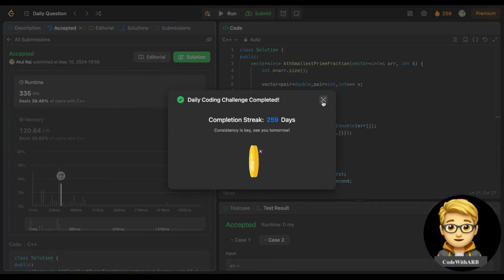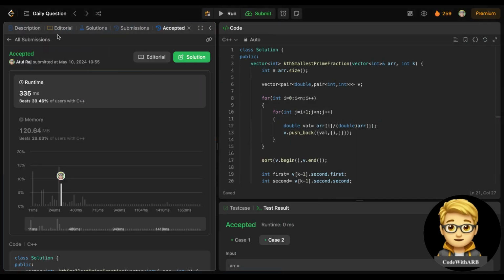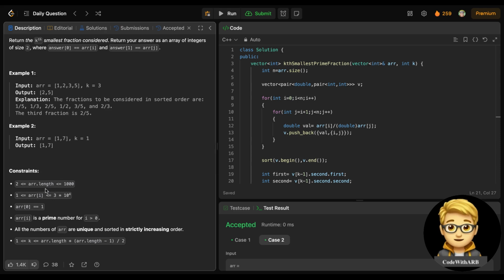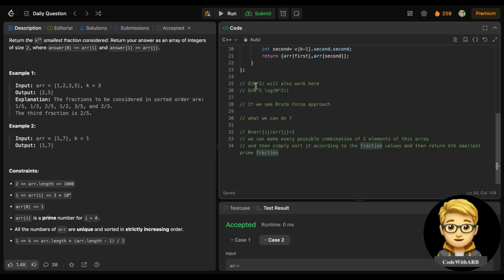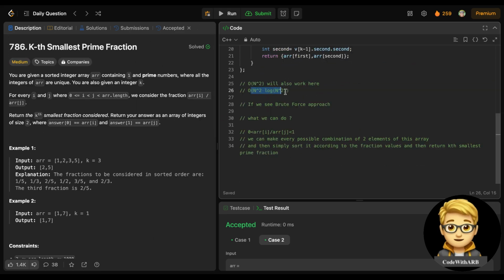Okay, we have successfully passed the test cases, but this solution is O of n square. But what if the length of this array is very, very large, right? So this is not an optimal approach. This is a brute force approach. So we should think of another approach that is less than O of n square.